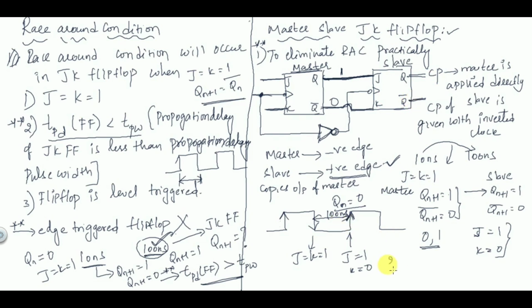The important point which you have to remember is, this was asked in the recent SSC JE exam. The output of the master-slave flip-flop is the output of the slave flip-flop, but not the output of the master flip-flop. Understand the difference: the output of the master-slave flip-flop is the output of the slave flip-flop, but not the output of the master flip-flop.